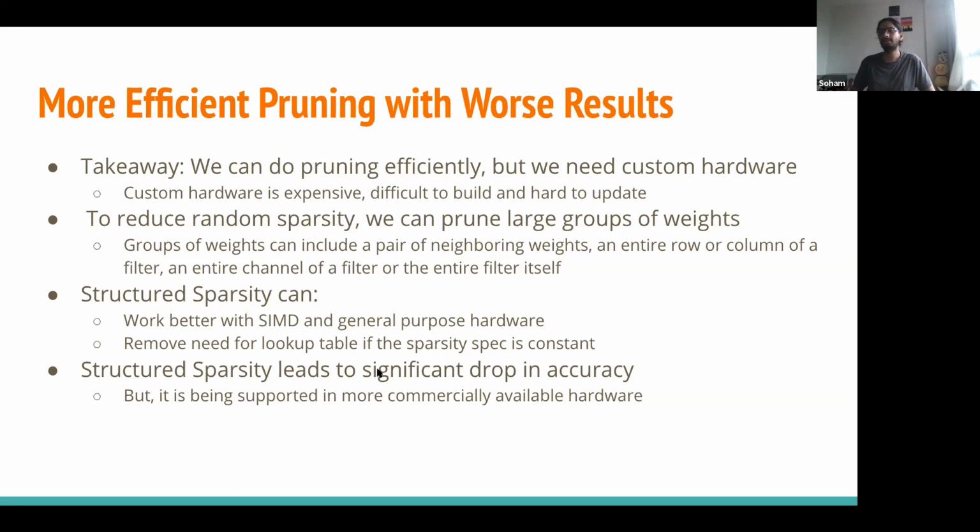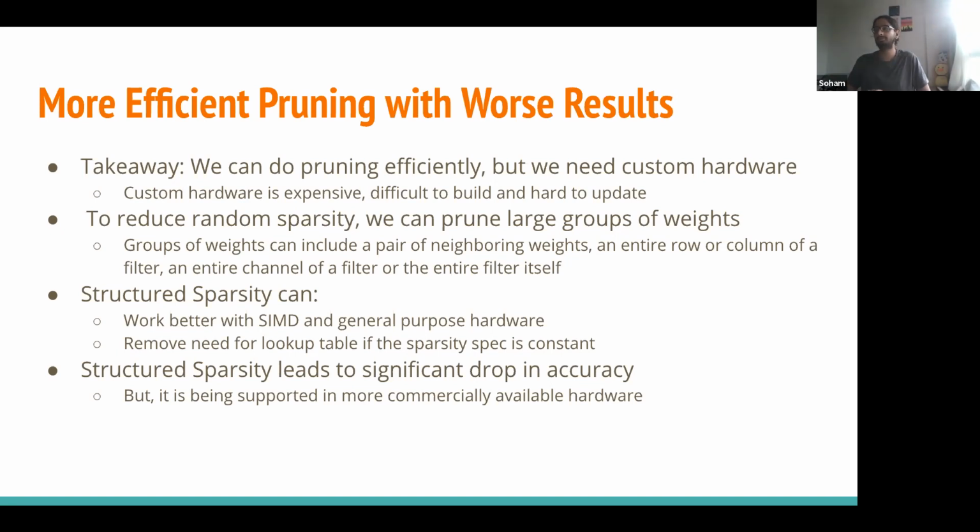But as you might imagine, removing chunks of weights from your neural network is probably not good for your neural network. So it does lead to a significant drop in accuracy. But the good news is that it's actually now being supported on custom hardware.